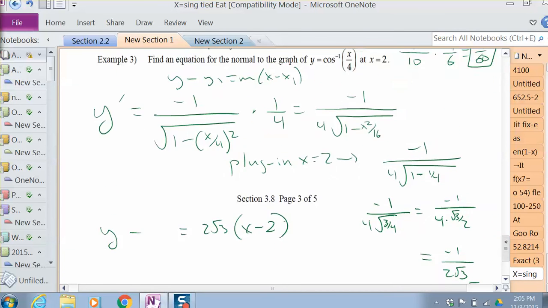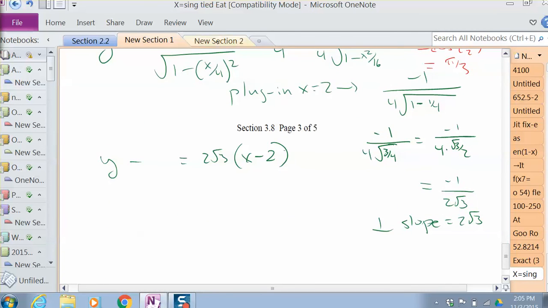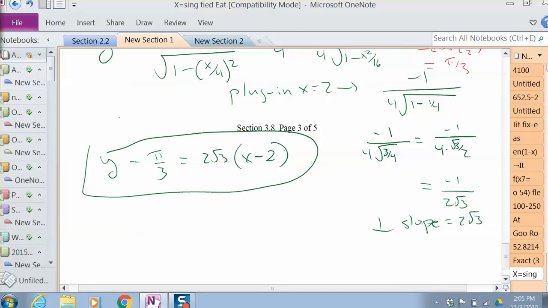And looking at the original equation, if you plug in 2 into that, inverse cos of 1/2, that will be pi over 3. And that's how I get pi over 3 over here. So that concludes the first 3 pages of the section 3.8 notes.